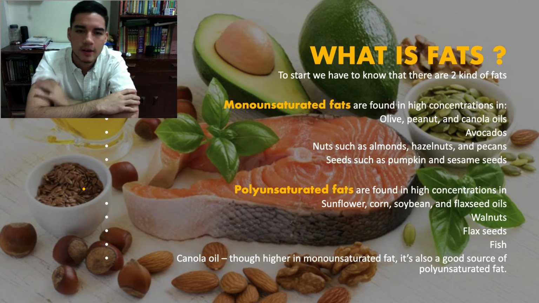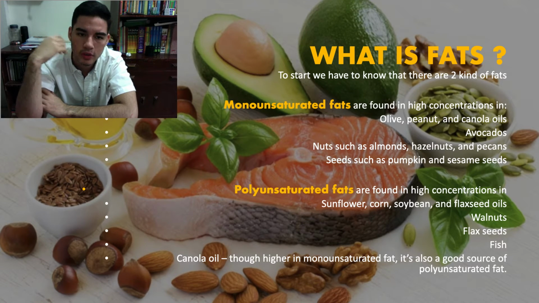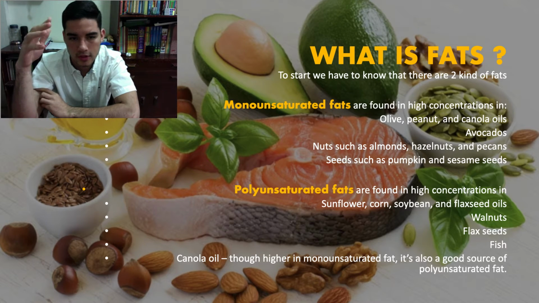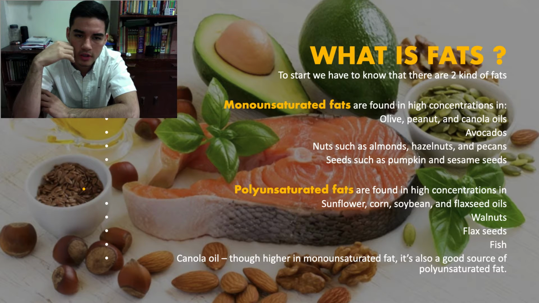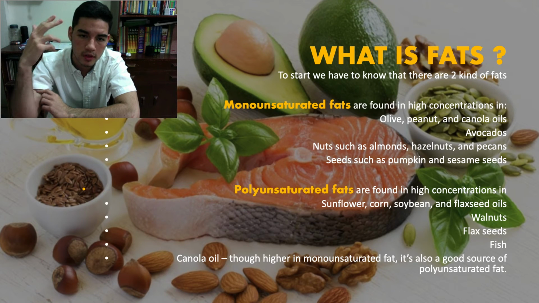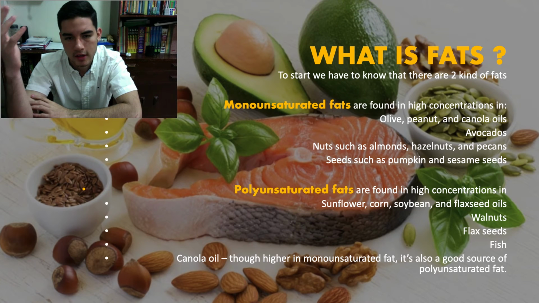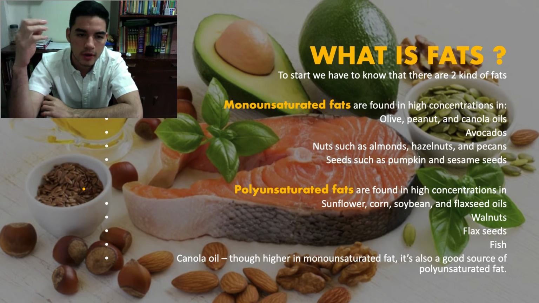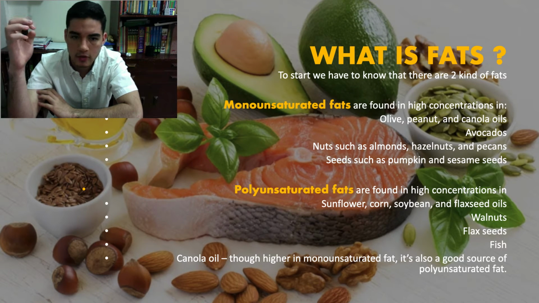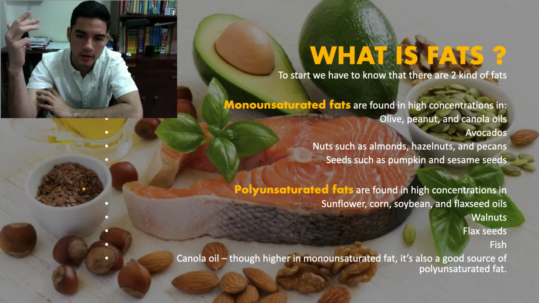Now it's time to talk about what fat is. To start, we have to know that there are two kinds of fats. The first one is monounsaturated fats, and they are found in high concentration in olive, peanut, and canola oils. They are also found in avocados and nuts such as almonds, hazelnuts, and pecans. On the other hand, we have the polyunsaturated fats, and they are found in high concentration in sunflower, corn, soybean, and flaxseed oil.